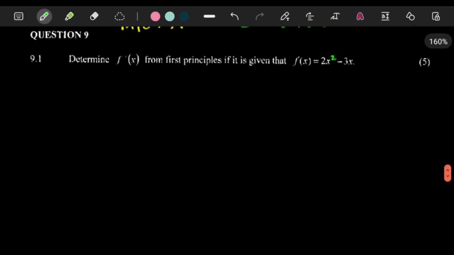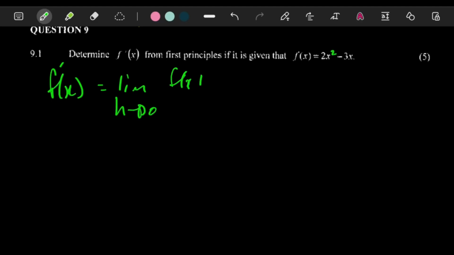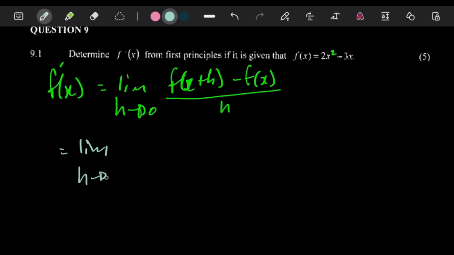Using first principles, they want you to work out this question. First principles is quite straightforward. F prime is equal to the limit as h goes to 0 of f of x plus h minus f of x, over h. So where x is, you're going to need to throw in x plus h. This is 2 times (x plus h) squared, and then x plus h, and then minus f of x.